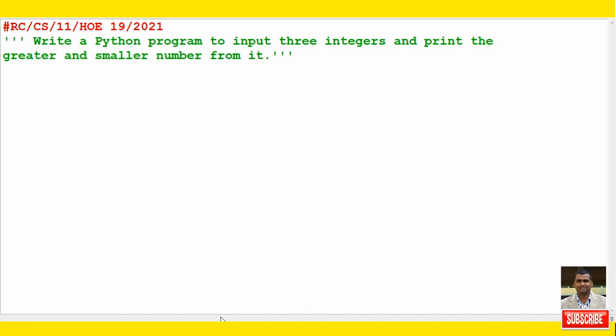In this hands-on experiment 19, we are going to make a Python program in which we will take three inputs of type integer, and we will print the greater number and the smaller number from them. You do remember hands-on experiments 17 and 18. In 17 we printed the greater one, and in 18 we printed the smaller one among three inputted numbers. So in this one we are going to do it for three integers.